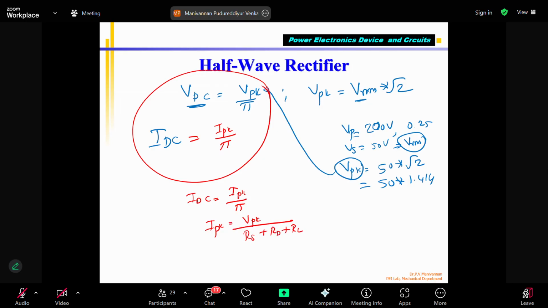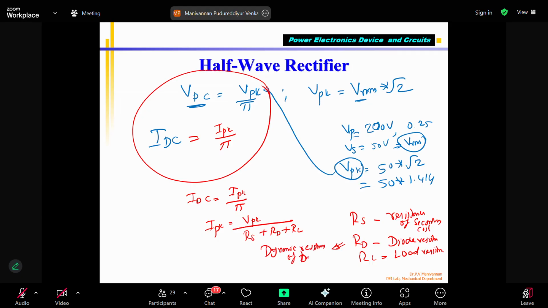Okay, so what is RS? Where RS equal to resistance of the secondary coil, transformer secondary coil. Okay, RD is called diode resistance. Okay, third one is RL is load resistance. What is load you are connecting? Load resistance value. Okay, already I told you many times, the RD is called dynamic resistance of diode.